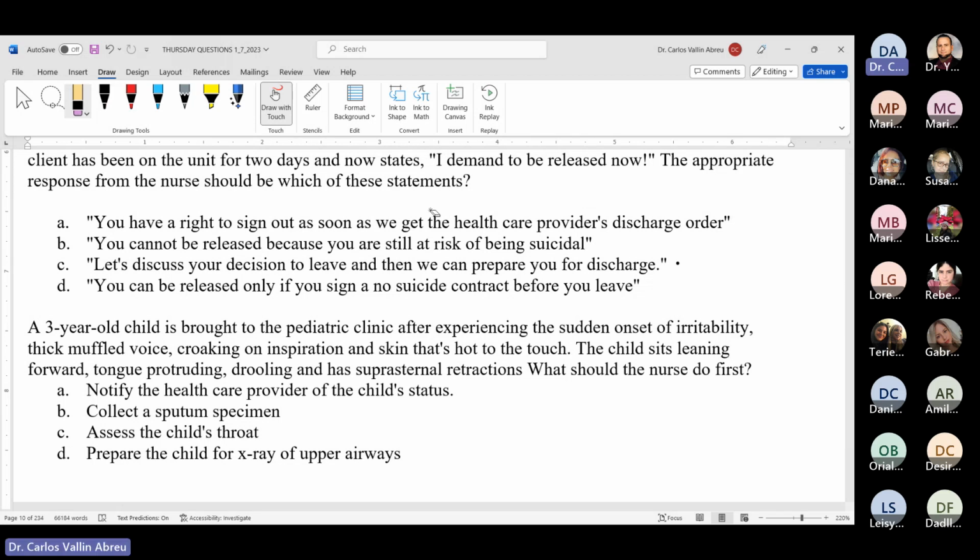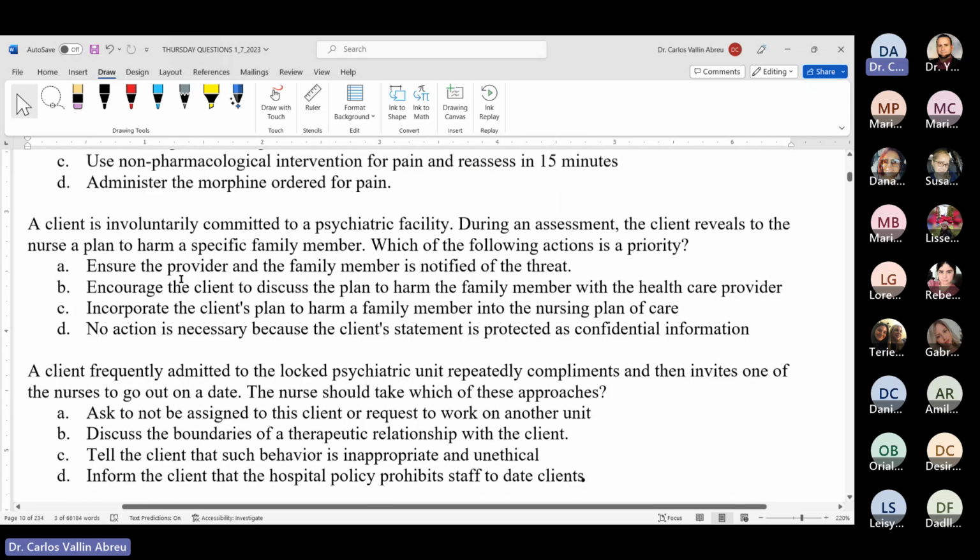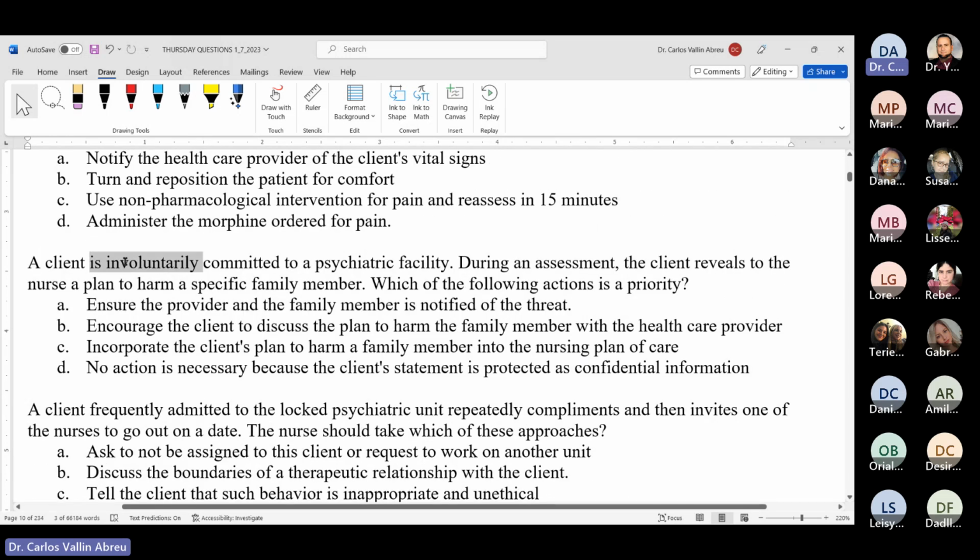Okay, so is this client legally able to leave the hospital? Yes or no? Yes. Yes, I think it's because of the same reason, Professor. It's a voluntary admission. If this were an involuntary commitment, no, the client cannot leave the hospital.